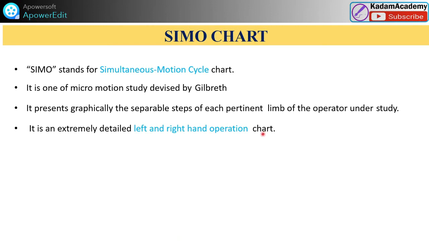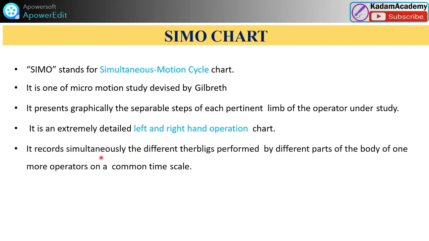We have already studied the left and right hand chart in part 2, and we have to use it in this SIMO chart. It records simultaneously the different Therbligs performed by different parts of the body of one or more operators on a common time scale. We have to record it for different body parts or different operators.